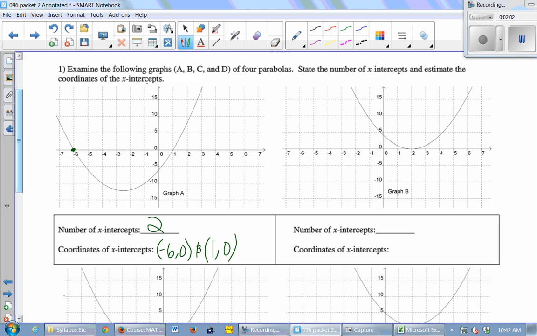All right, how about for graph B? How many x-intercepts does it have? 1. It just touches the x-axis and then turns back around. So it's got 1 x-intercept. What are its coordinates? 2, 0.